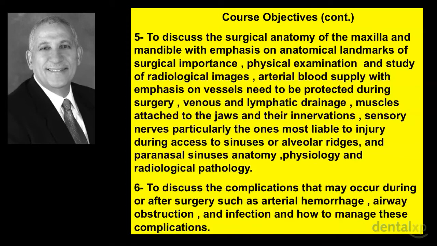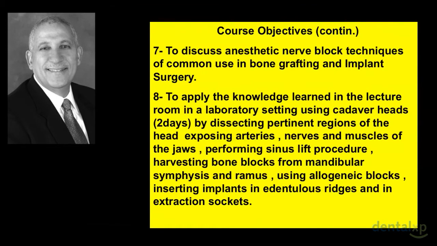Then we'll deal with the paranasal sinuses, anatomy, physiology of those, and radiological pathology. Number 6 is to discuss the complications that may occur during or after surgery, such as arterial hemorrhage, airway obstruction, and how to manage and deal with infection and with other complications. Number 7 is to discuss the anesthetic nerve block techniques, because I emphasize the fact that block anesthesia is very good. We can learn how to do V2 block anesthesia, bilateral, and that would be like general anesthesia, because you can work on the nose, on the sinus, and the maxilla with just 2 injections.